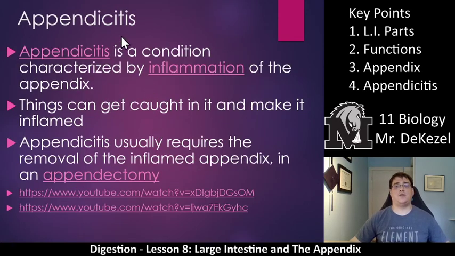Appendicitis is when you have inflammation of the appendix. Itis is inflammation, appendix is the appendix. Appendicitis is characterized by inflammation of the appendix. Things can get caught in it and make it inflamed. So essentially, if it gets blocked up, it can be all angry, as things won't be able to get out, things will fester, and it will become infected. So appendicitis usually requires the removal of the inflamed appendix in an appendectomy. So appendectomy is removal of the appendix because of appendicitis.